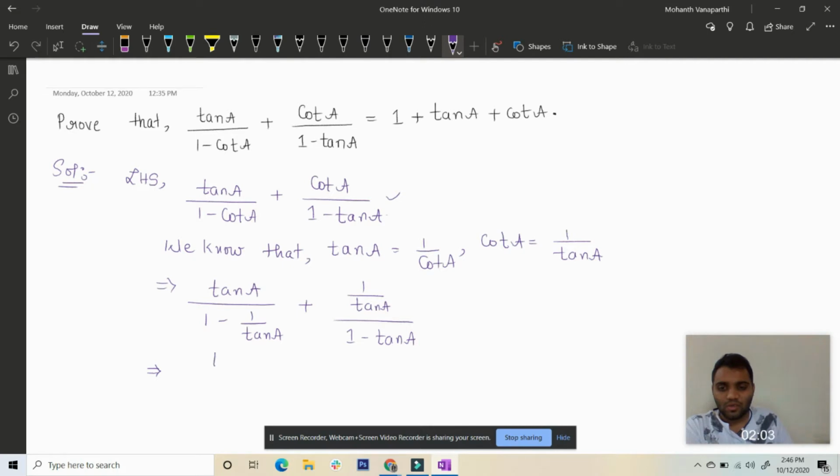Okay, now if I do simplification for this, if you observe in the denominator, we have 1 minus 1 by tan A. So in the denominator, tan A is the LCM. If I take tan A as LCM, I will get tan A minus 1 divided by tan A, plus again copying the same, 1 by tan A whole divided with 1 minus tan A.